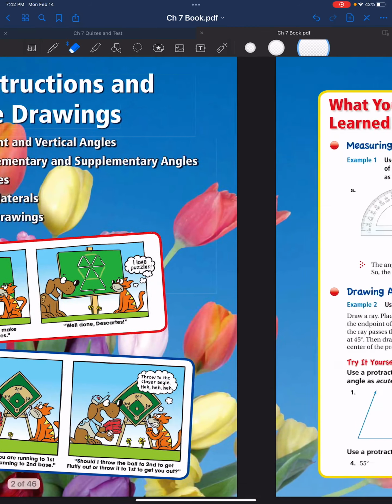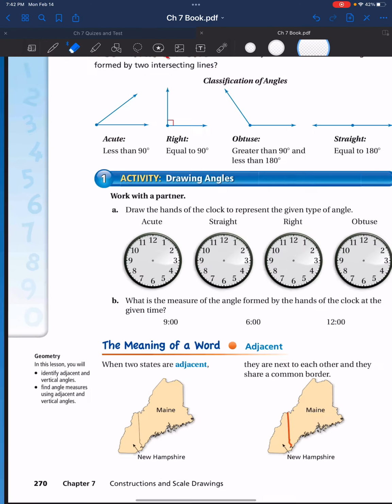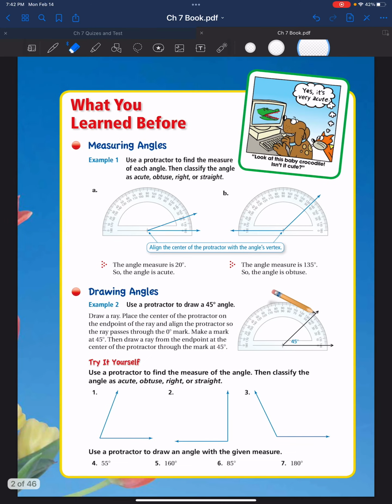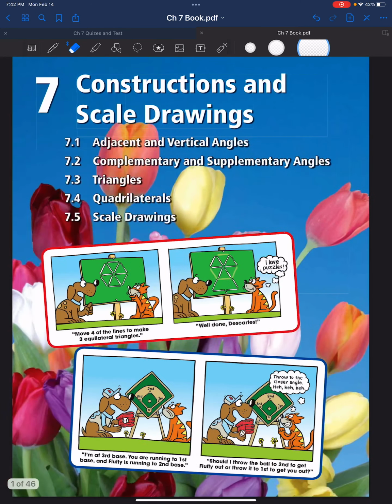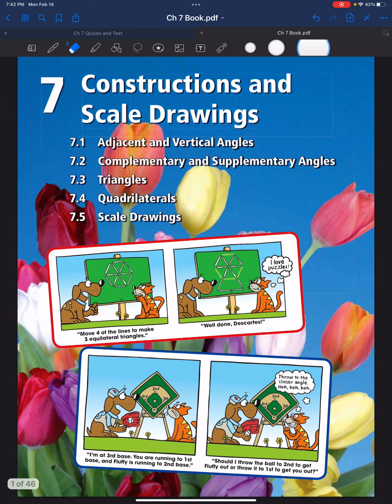So we are on page, let's see here, this is 270, so this must be 269. Page 269, and we're going to be talking about Chapter 7, Constructions and Scale Drawings. This chapter is really, really fun. I think you guys are really going to enjoy it.